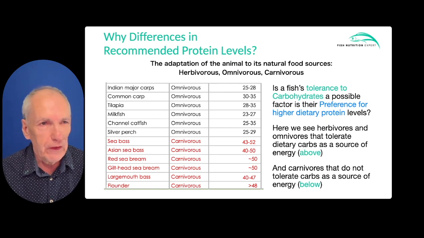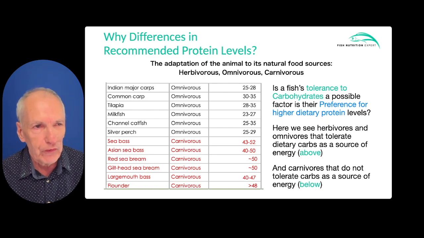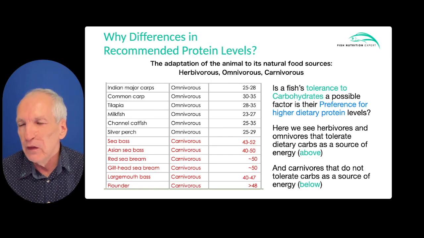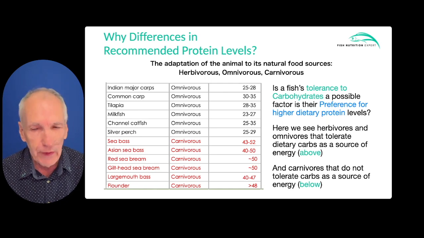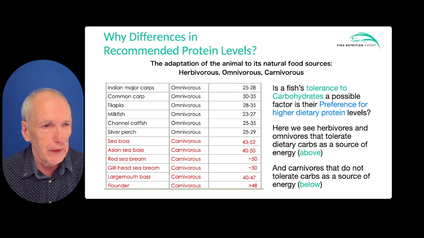And so we see here that herbivores and omnivores tolerate digestible carbs or dietary carbs as a source of energy, whereas carnivores do not tolerate carbs as a source of energy. The carbohydrate content of the feed is low, and that space is filled up by simply adding more protein.